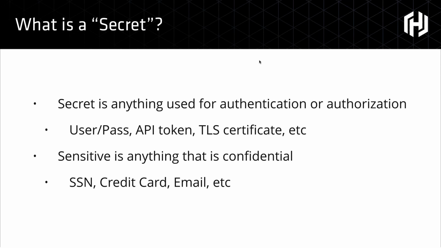Sensitive, on the other hand, is anything that we'd like to hold confidential, but can't really be used directly for authentication or authorization. So for example, social security numbers, credit cards, emails, these are sensitive pieces of information, but they're not secret, right? And there's a delineation there because the volume we have of secret material, where we maybe have 1,000 or 10,000, or on the outside 100,000 pieces of secret material, we might easily have millions, tens of millions, or billions of pieces of sensitive information.